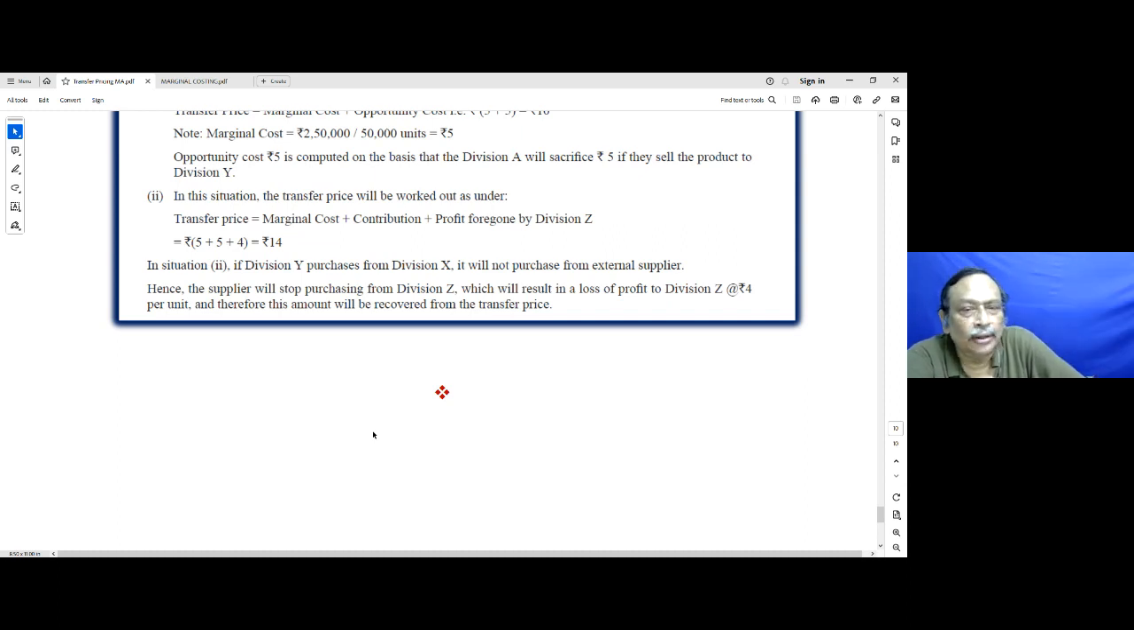Hence, the supplier will stop purchasing from division Z, which will result in a loss of profit to division Z at the rate of rupees 4 per unit. And therefore, this amount will be recovered from the transfer price. Hope you have understood, and we are leaving these transfer pricing issues and coming to marginal costing. Now let us proceed.